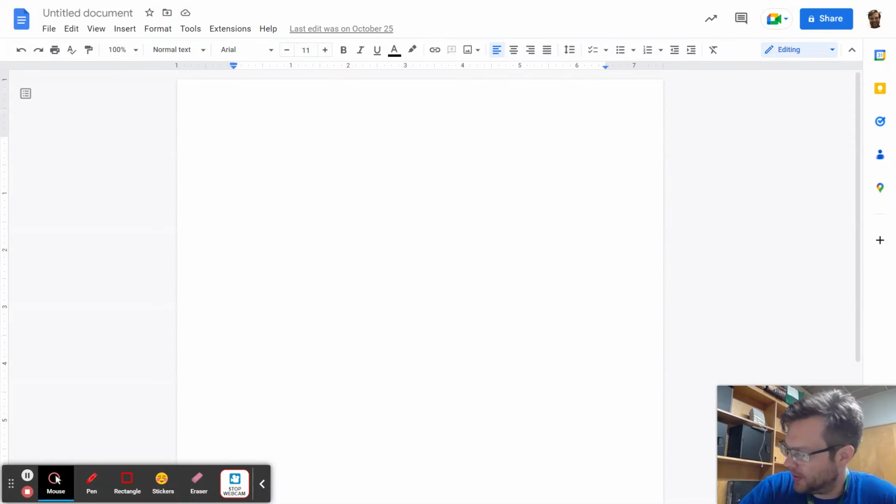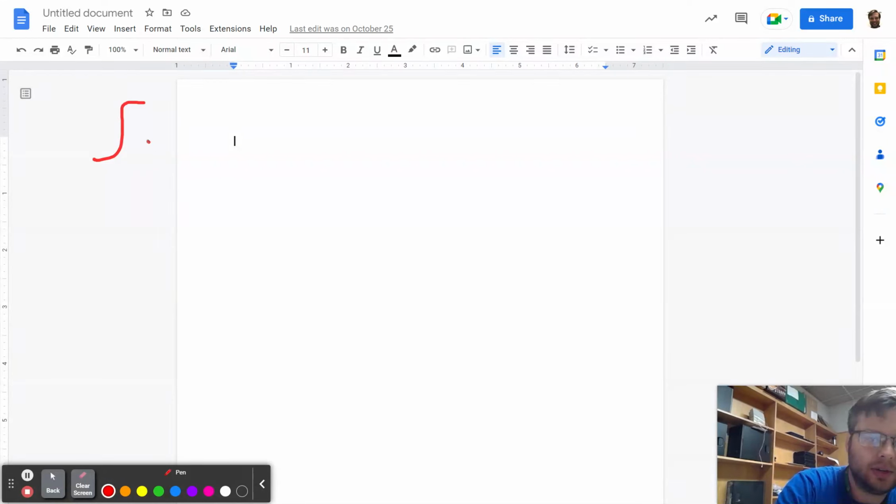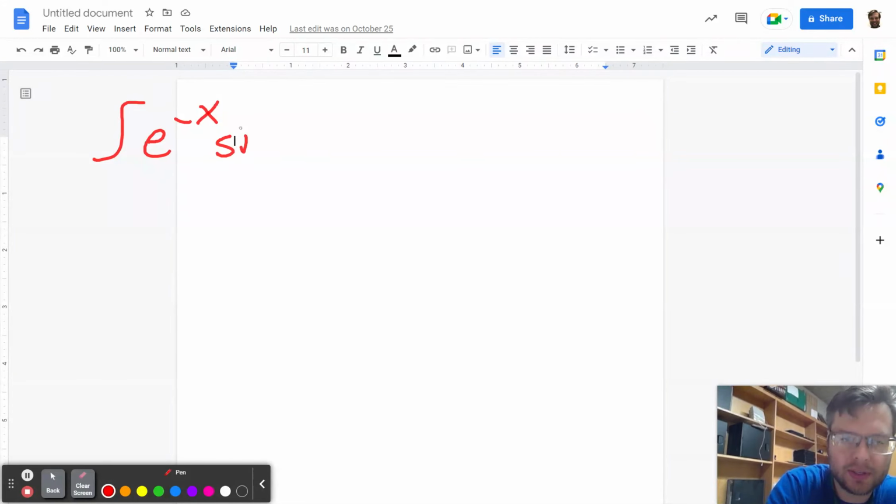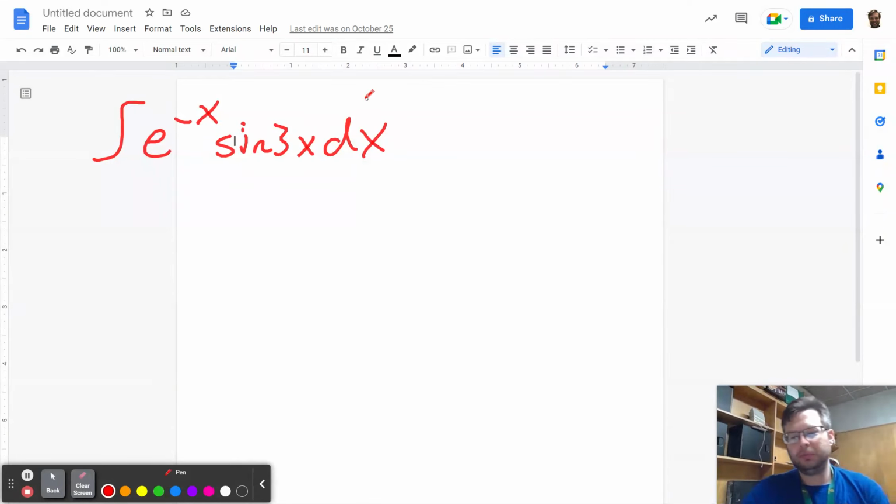All right, everybody. So, working on some integration here. Got a little bit of a nasty looking integral someone asked about: the integral of e to the negative x sine of 3x dx. And so, when I look at this problem, I know u substitution won't work because neither function's derivative shows up in the other function. And so I think integration by parts.